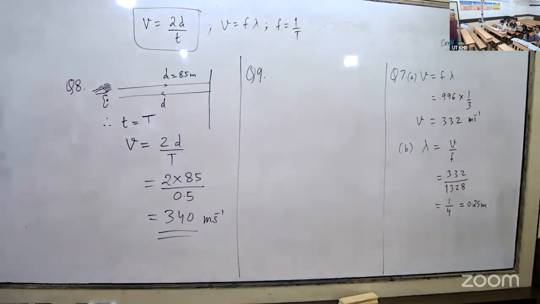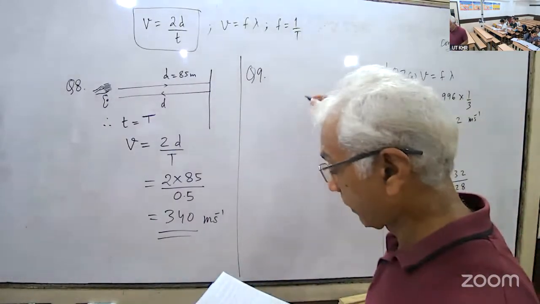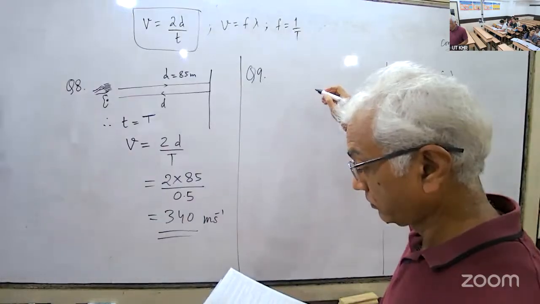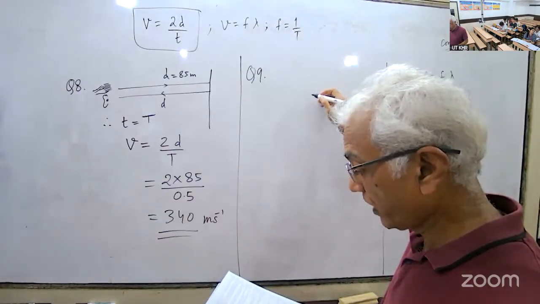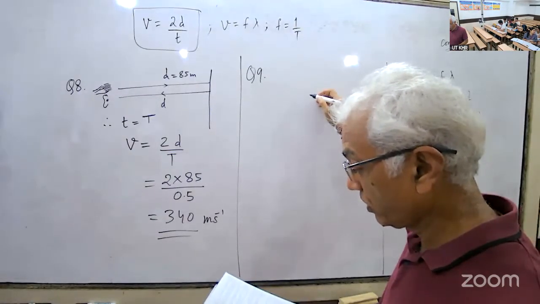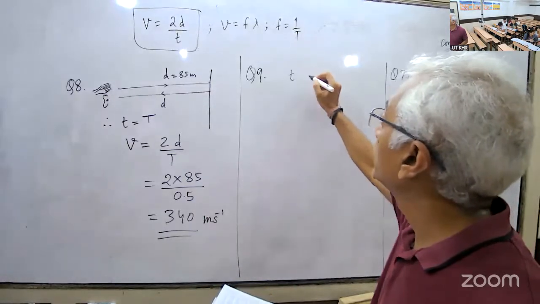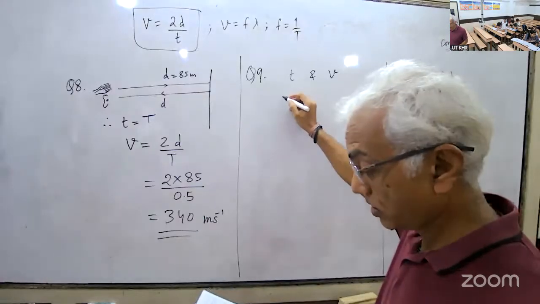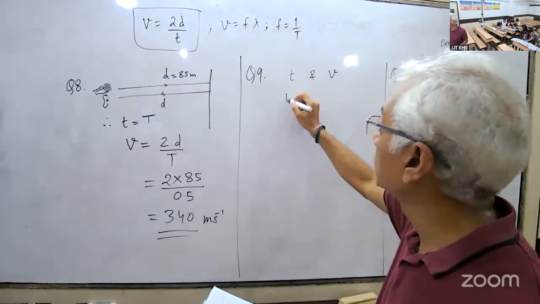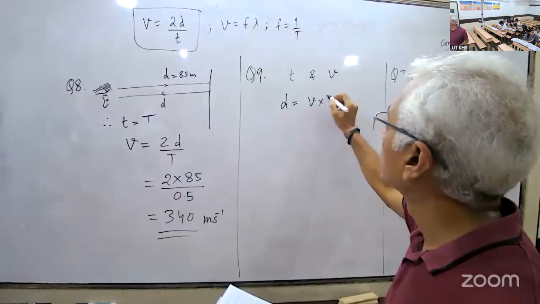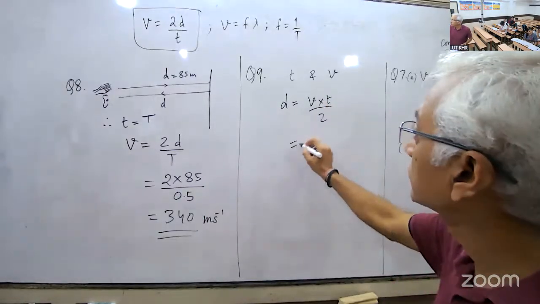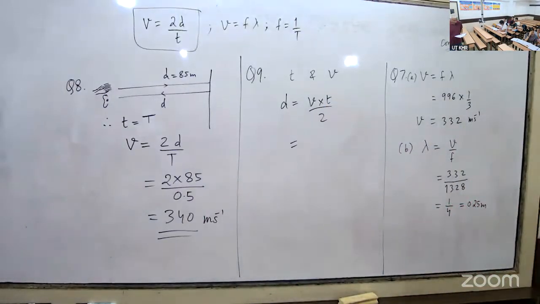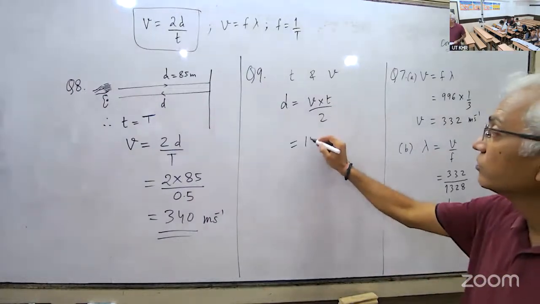Now this is a simple question. You are provided with the time of echo and you have the speed. So t and speed are given. So what is the depth? It is t by 2.